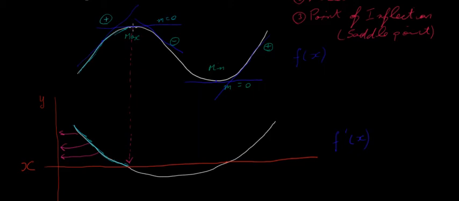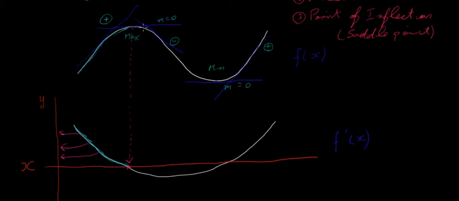When we get to our local maximum here, this tangent has a slope of 0, and this corresponds to this point here on our first derivative curve, and we can see that our y value here is 0. So this indicates that our slope on our f of x is 0.